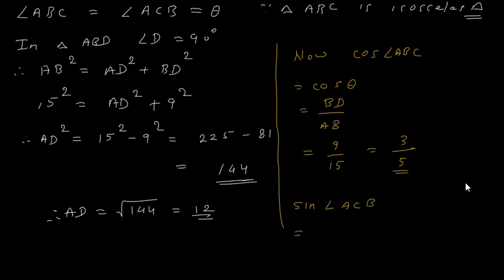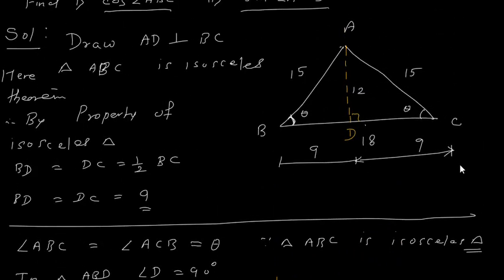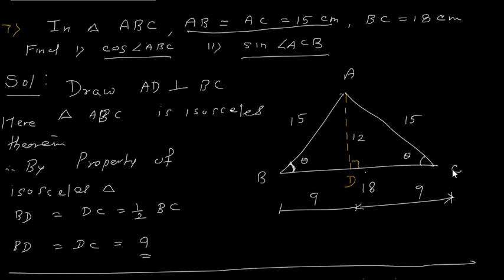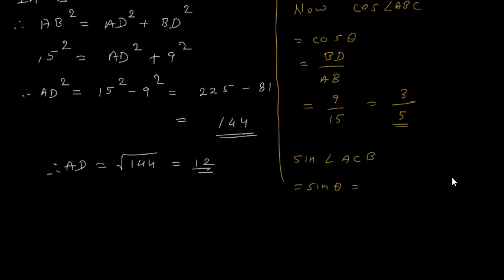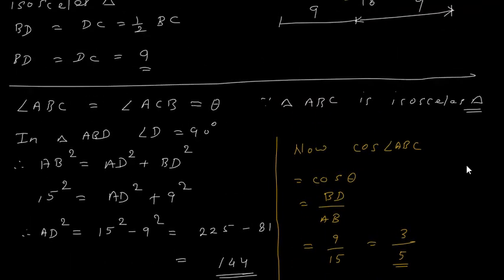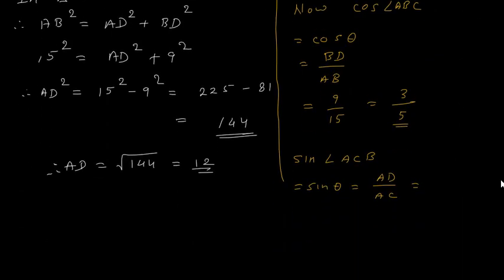Similarly, sine of angle ACB is also equal to sine theta. So for sine theta, sine is opposite, AD upon AB or AC, anything I will write. So AD upon AC. Now the value of AD is 12. So this is 12 upon 15. So 3 4s are 12 and 3 5s are 15. So 4 upon 5 is the value of sine angle ACB.